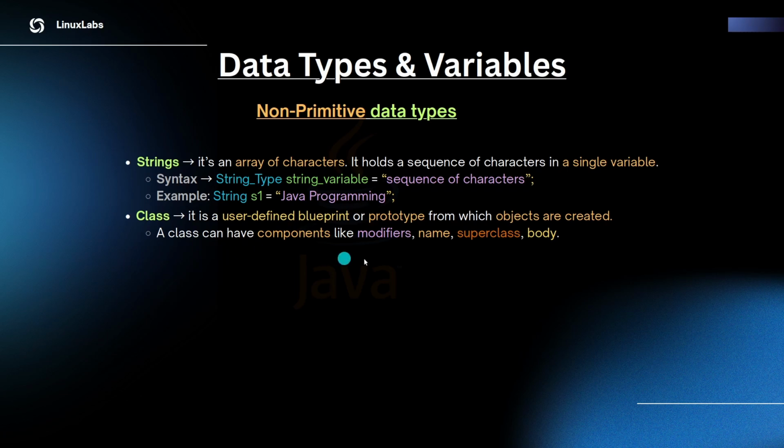And a class can have modifiers like we saw earlier. It can be private, it can be public, and it can also be protected. Also, it can be a superclass, and a class can have a body.